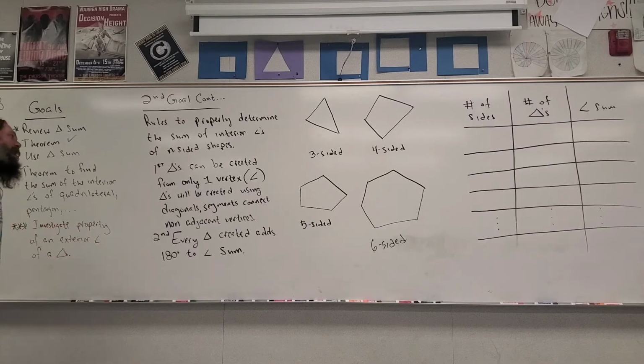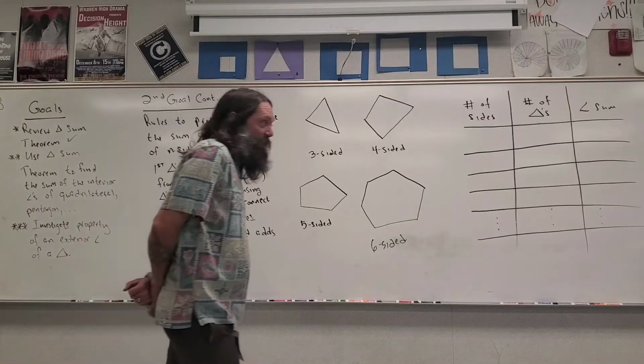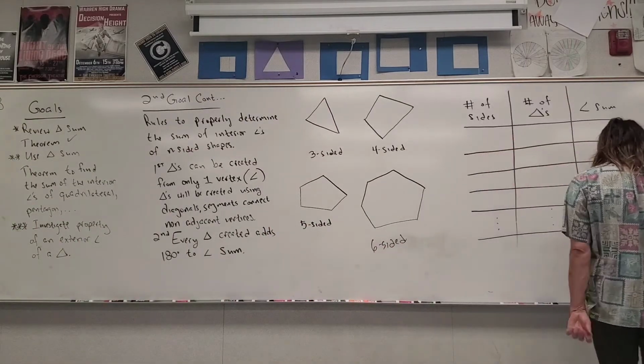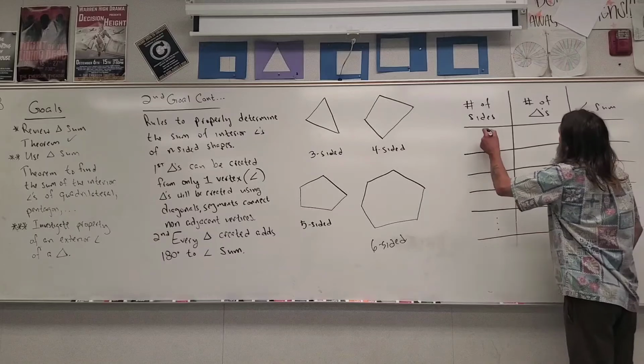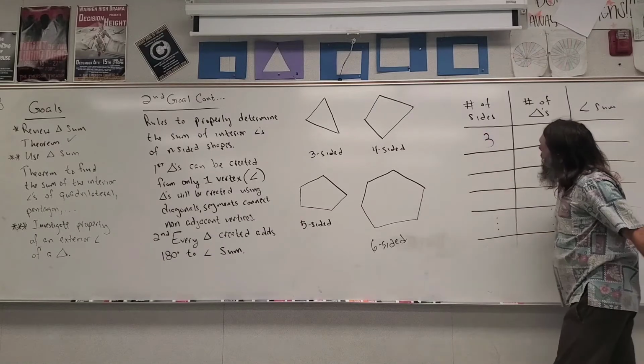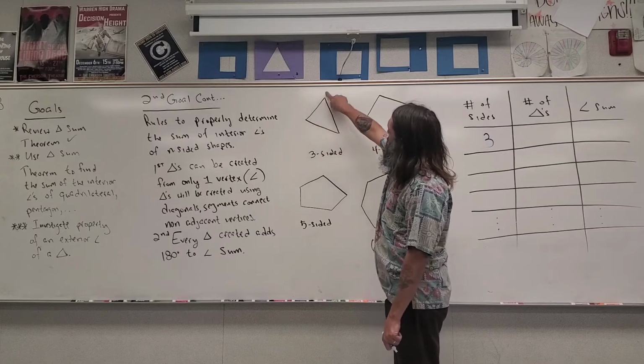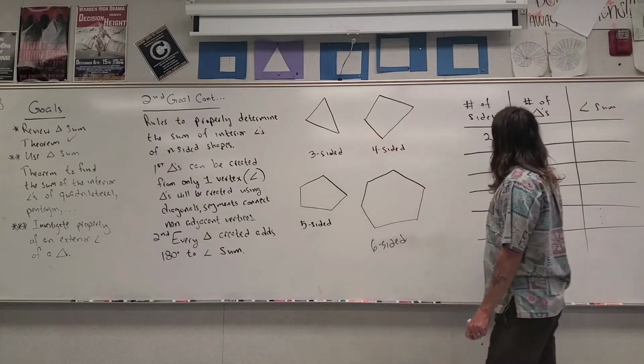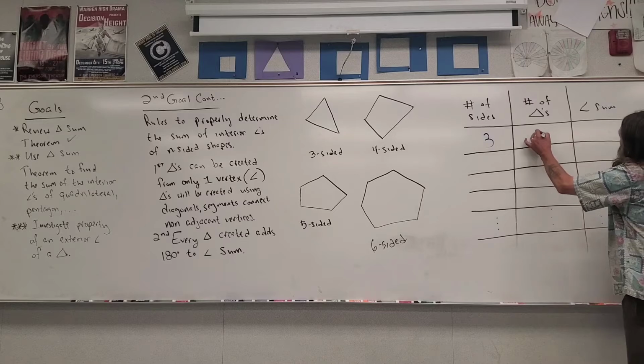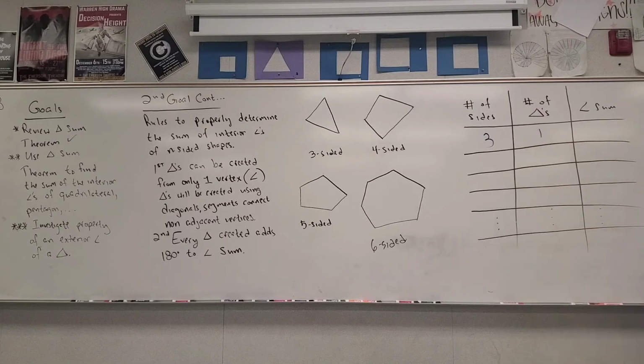Anyways, back to this. Okay, so let's look at our 3-sided shape. The number of sides, it has 3. And I cannot connect this vertex to any non-adjacent vertex. So that means that I have one triangle. And since I have one triangle, that means that my angle sum has to be 180 degrees.